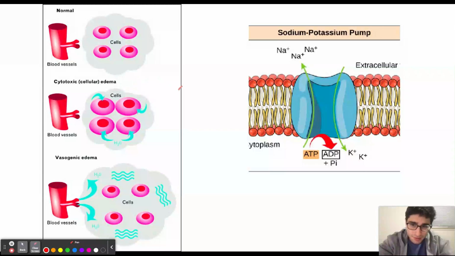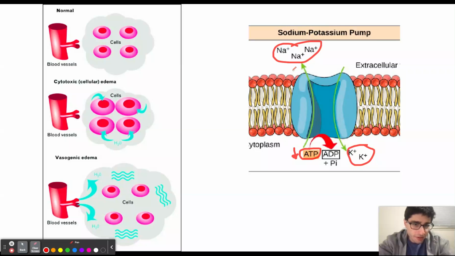Now, cytotoxic edema is going to be due to low ATP levels. So, if someone has an ischemic stroke, for example, there's not much oxygen that the brain is getting. So, as a result, cells are going to start dying and there's not going to be any ATP. So, due to low ATP levels, what can occur is the sodium potassium pump would malfunction. Remember that the sodium potassium pump needs ATP in order to work correctly. And so with the sodium potassium pump, we usually pump out 3 sodium outside the cell and 2 potassium to inside the cell.